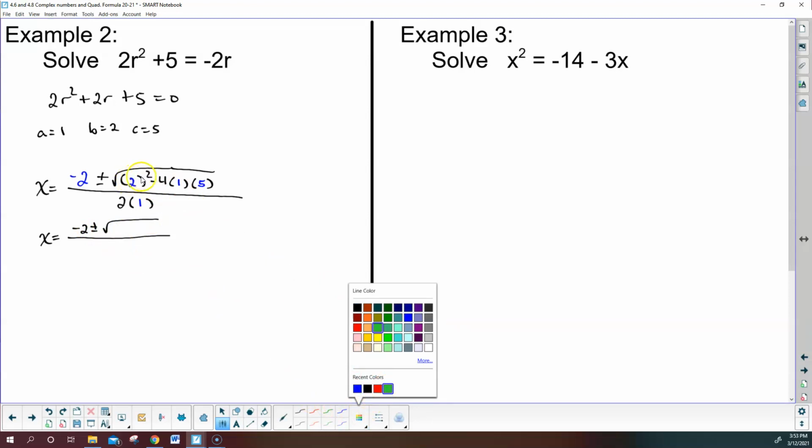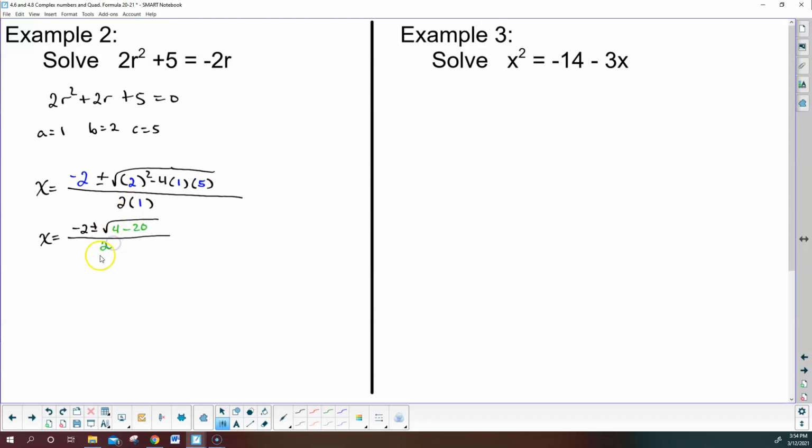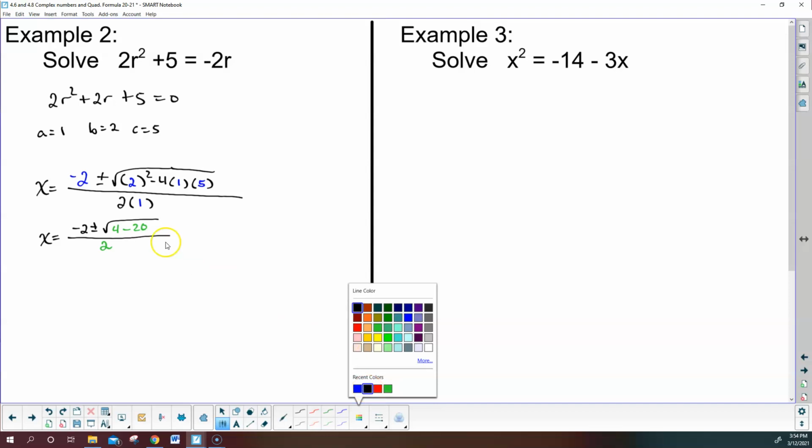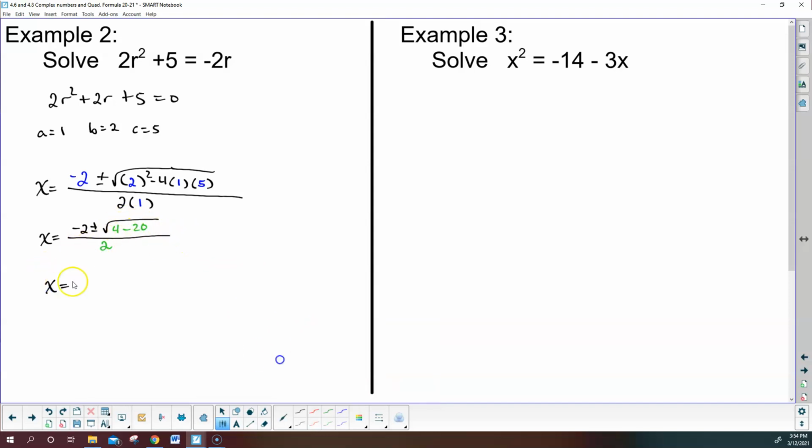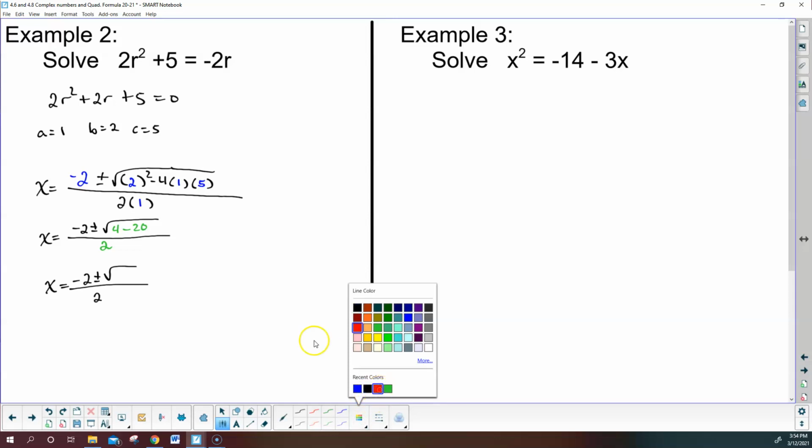So I know that, let's see, that's 4. And if you want, you could do this all at once. But I know 2 squared is 4. Negative 4 times 1 is negative 4. Negative 4 times 5 is negative 20. All over 2 times 1, or 2. Now look at what's happening in this discriminant that we're talking about. If I just simplify what's underneath that square root, I end up with a negative 16.